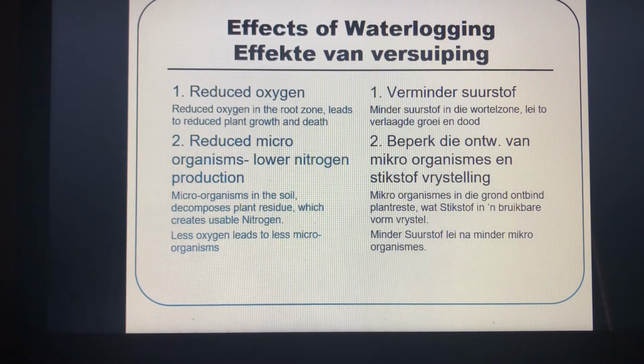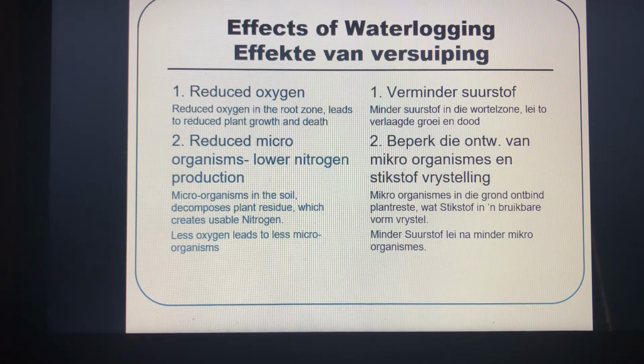So the effects of waterlogging, if we look at four effects. Firstly, reduced oxygen, as said earlier. So if you've got too much water in your soil surface, what will start happening is that it will push the air out of the soil, and so there's not enough air for your roots, and therefore the plant dies.